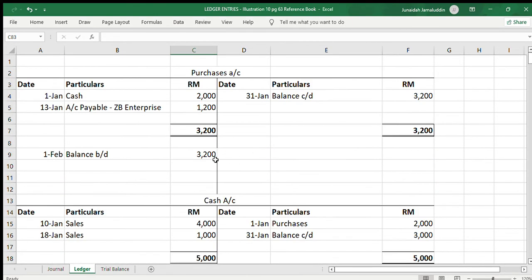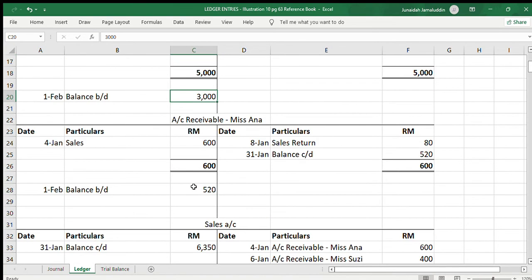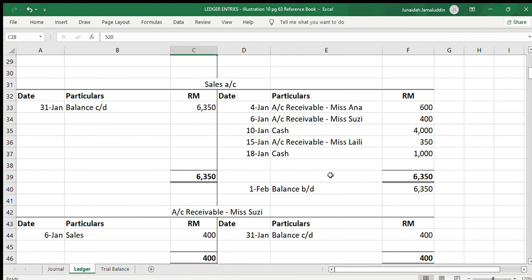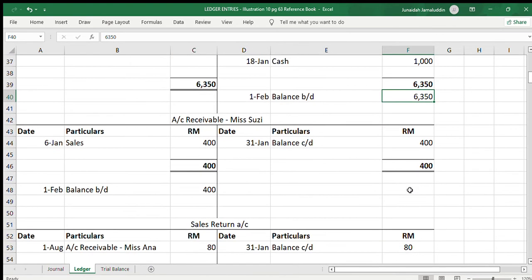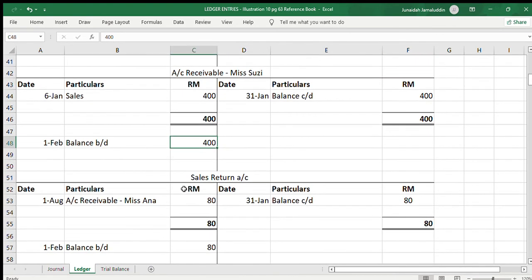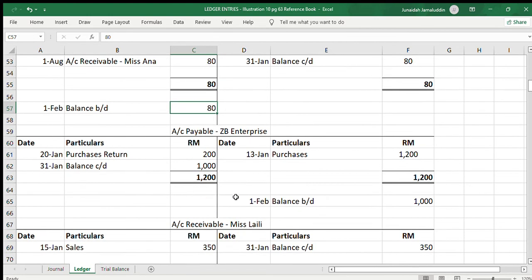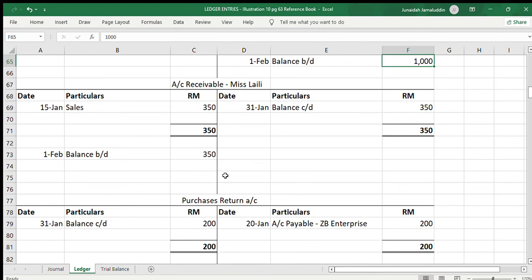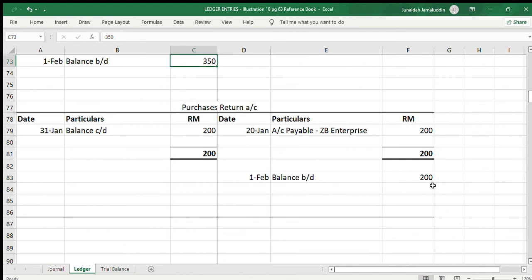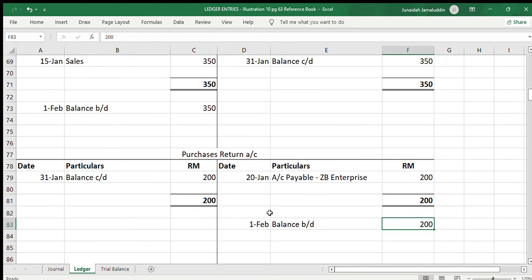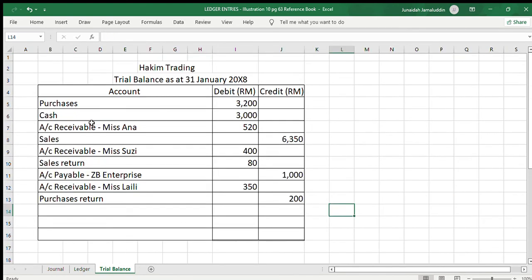Kali lagi. Okay. 1, 2, 3, 4, 5, 6, 7, 8, 9. Okay, all together we have 9 accounts. So, make sure dekat sini ada 9 accounts jugalah. 1, 2, 3, 4, 5, 6, 7, 8, 9. So, we have all the 9 ledger accounts in the trial balance.